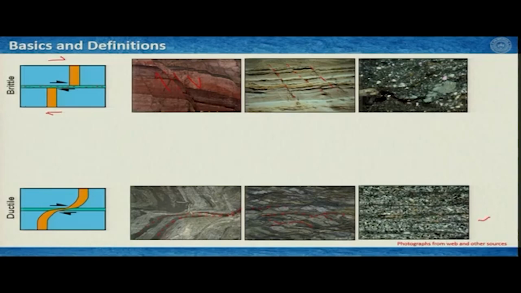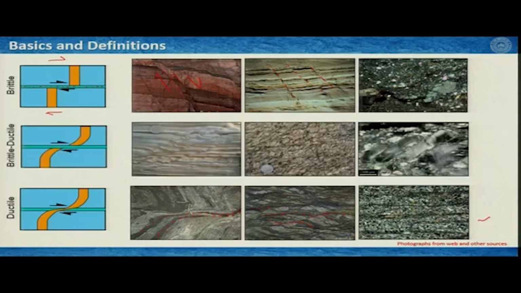Now, these brittle and ductile are the two end members of deformation processes. Whatever happens in between brittle and ductile, we call brittle-ductile deformation. That means it receives some ductile deformation and also a significant amount of brittle deformation. How much brittle, how much ductile is a question, an observation that you have to make in the field or in the laboratory.